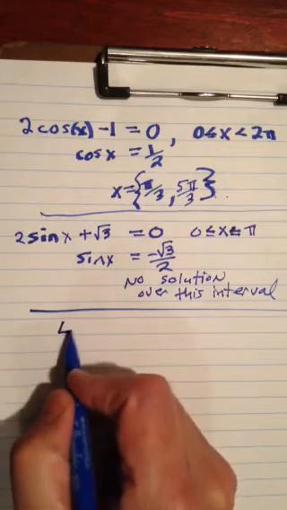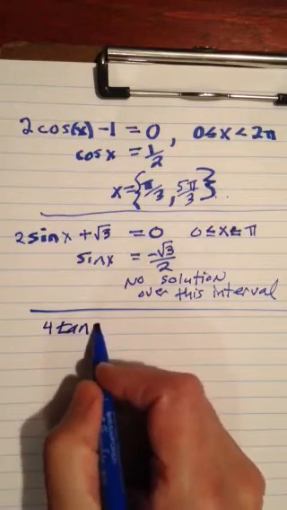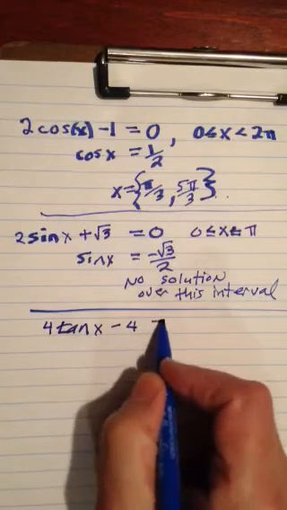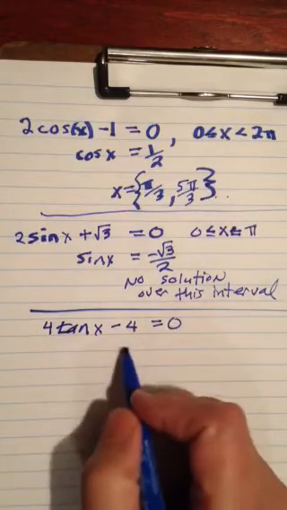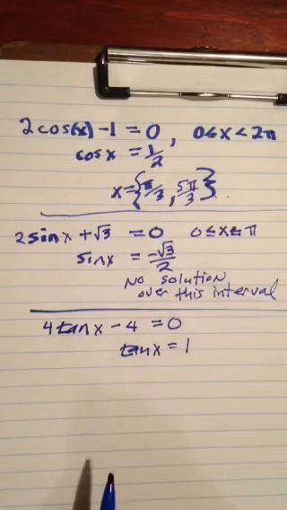All right, let's do one more here. Let's do a tangent one. Let's say we have 4 tan x minus 4 equals 0. Well, you're going to add 4 and divide by 4, and you get tan x equals 1.